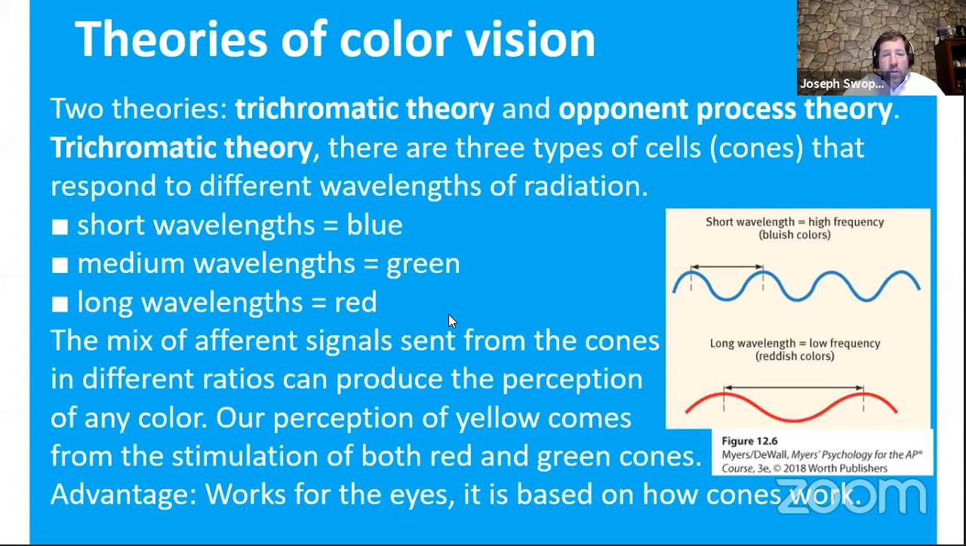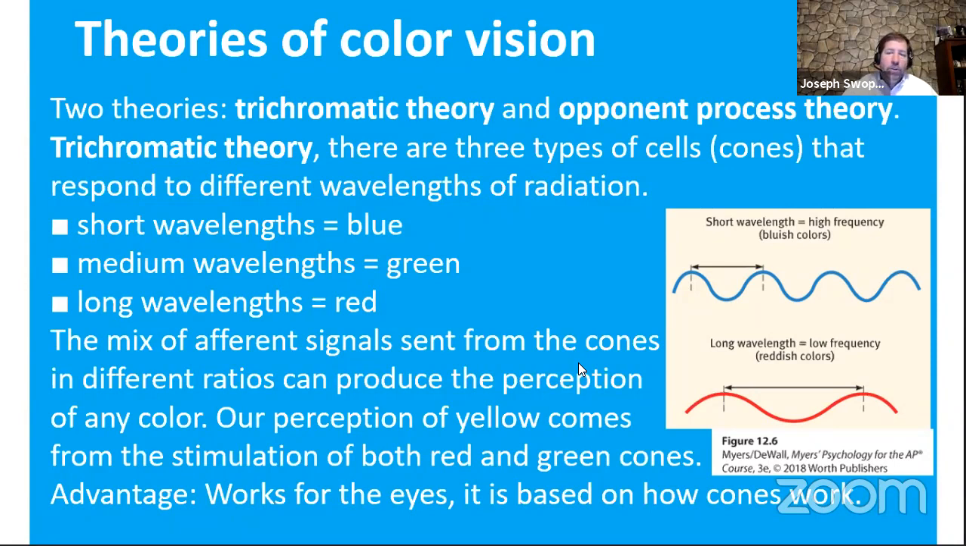Okay, two theories of color. Trichromatic theory is basically means there's three cones that respond to light. We talked about short wavelengths are blue, medium wavelengths are green, and long wavelengths are red, which means we have three types of cones in what, not the retina, in the retina, but the specific part of the retina called the fovea. Remember, fovea, CCC, color center cones. The mix of afferent signals sent from the cones in different ratios can produce the perception of any color.